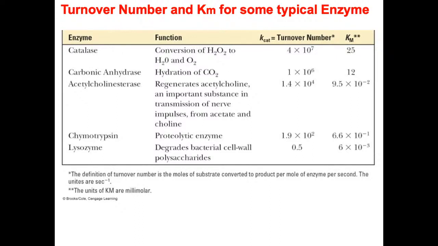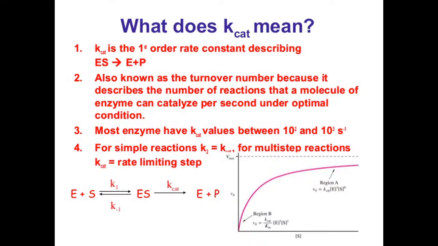In the same way, catalase, carbonic anhydrase, acetylcholinesterase, chymotrypsin and lysozyme have different turnover numbers and Km values according to their functions. So what does k catal mean? It is a first order rate constant, also known as the turnover number, because it describes the number of reactions that a molecule of enzyme can catalyze per second under optimal conditions. Most enzymes have k catal values between 10 raised to power 2 and 10 raised to power 3 per second. For simple reactions it is k2, and k catal for multi-step reactions with a rate limiting step.